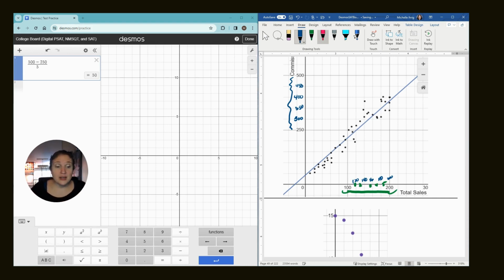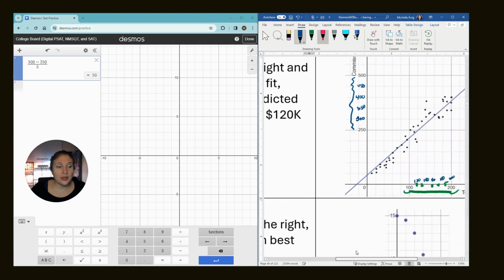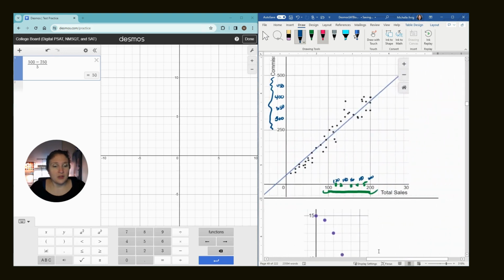Now the question said 120. What did the question say? What is the predicted commission in $120,000 in sales? So we're just going to go up to 120,000. So total sales is 120. So we're just going to draw this up to the line right here. And then we draw over and get our commission, and our commission is 250.